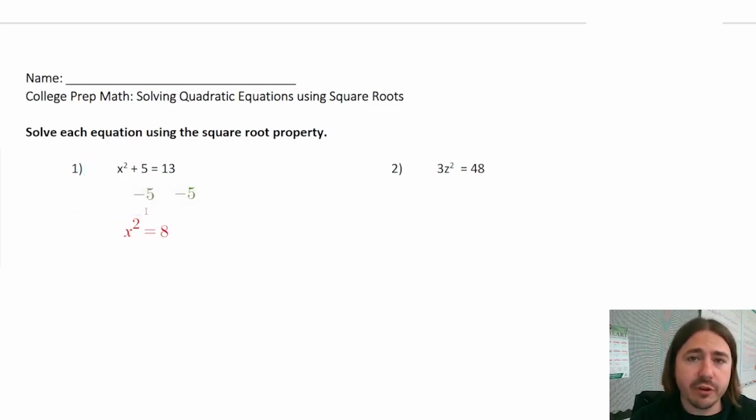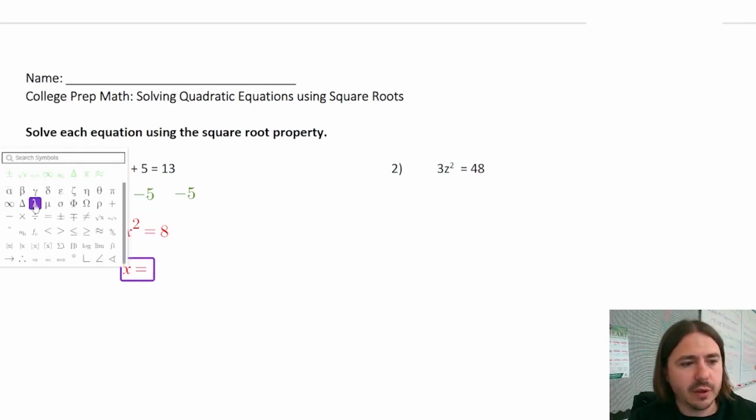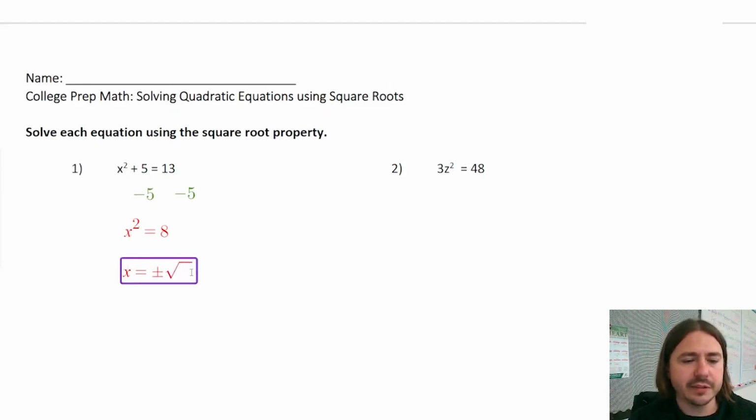And then I want to get rid of that square using a square root. This is sort of the whole focus of the lesson. You can take the square root of both sides, but you do have to remember to put a plus or minus in front of that square root. I'm going to say x equals plus or minus, and you have to do that every time you take the square root of both sides of an equation, the square root of 8.